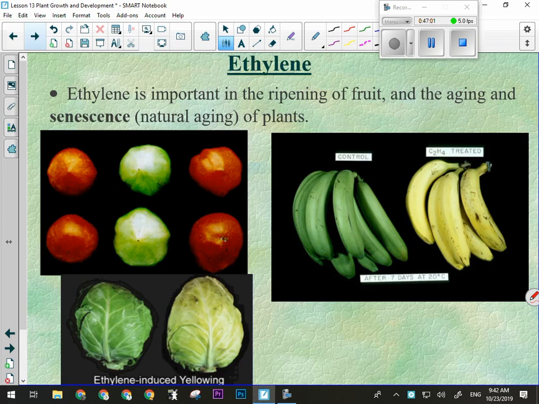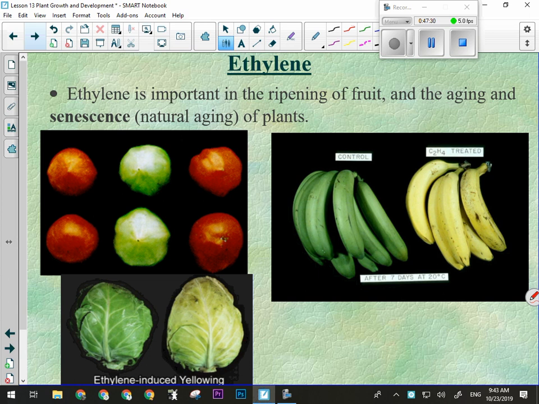Now ethylene. Ethylene is a gas that is produced by different parts of the plant, especially the sepals, which are the little leaves at the base of a flower. They produce a gas called ethylene. Ethylene causes the ripening of fruit, and it also can cause the natural senescence, dormancy, and death of the parent plant that has produced the fruit.